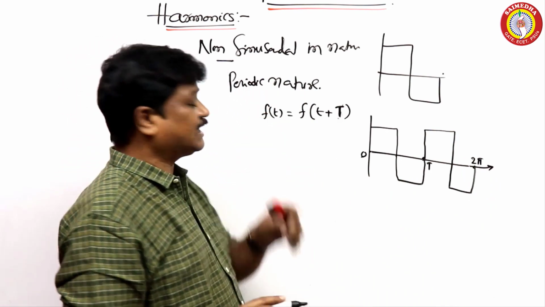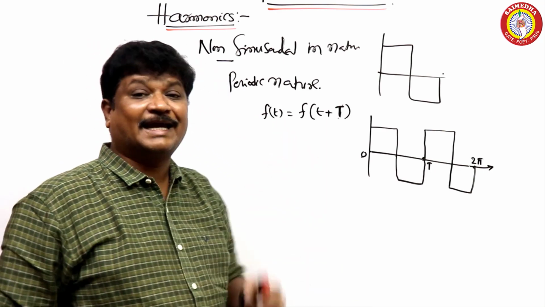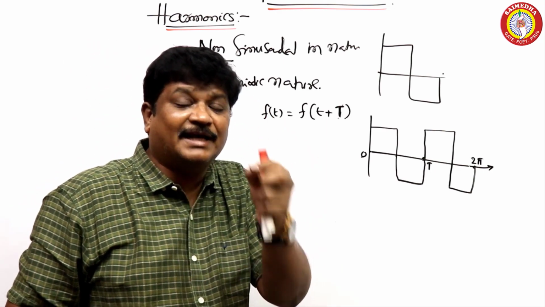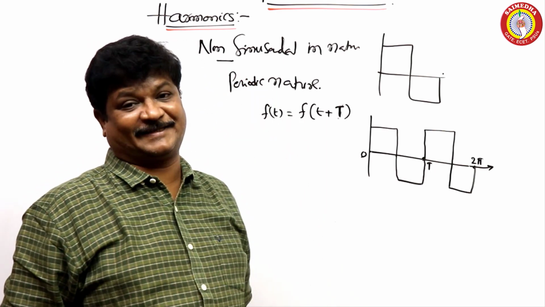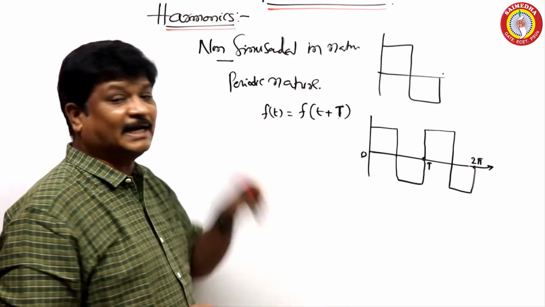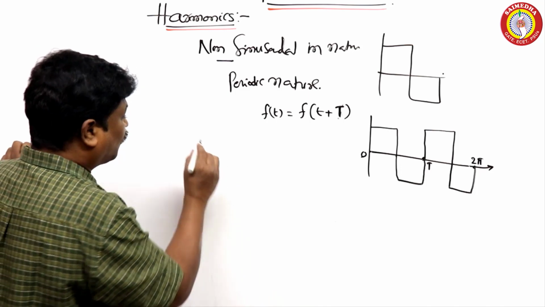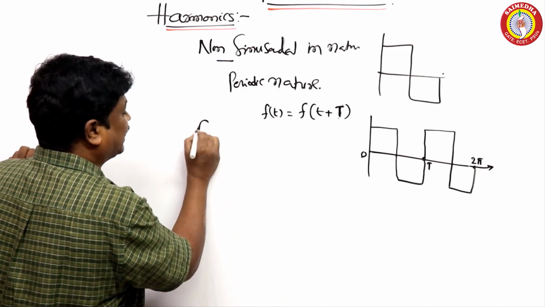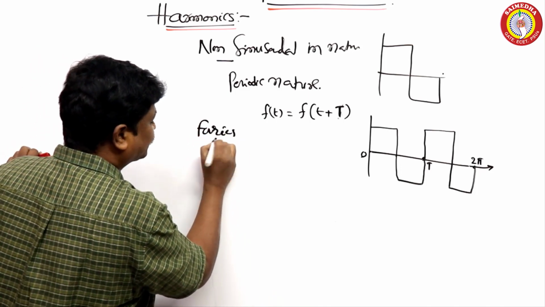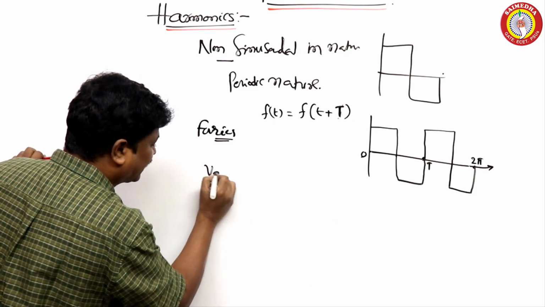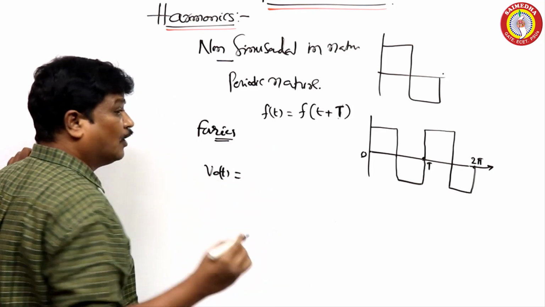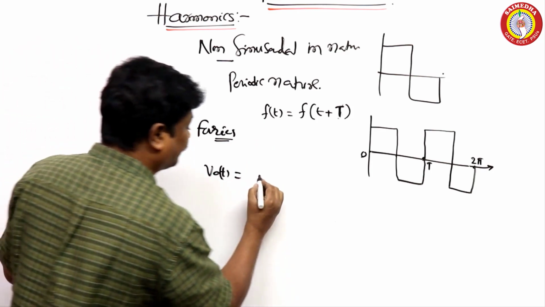This periodic nature of the signal can be represented in a Fourier analysis. The periodic nature of output can be represented in a Fourier analysis. What is the form of the Fourier analysis? What is the output voltage V0 of t? If you take V0 of t, what is this output consisting of?